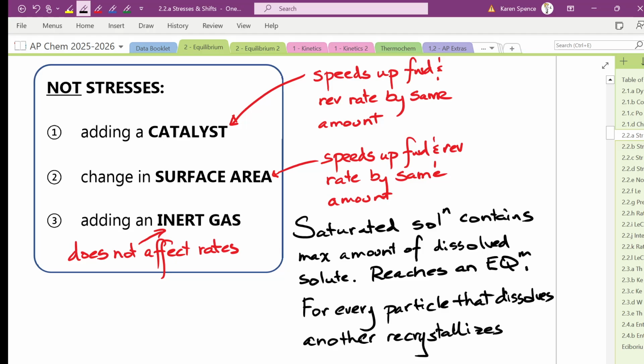Because once you've hit the maximum that can dissolve, it's not like the particles are going to stop dissolving, right? There's going to be water molecules bashing into the solid, freeing those ions, but the solution says, oh, I am full now. And therefore, some of the ions that are already in solution will then recrystallize.